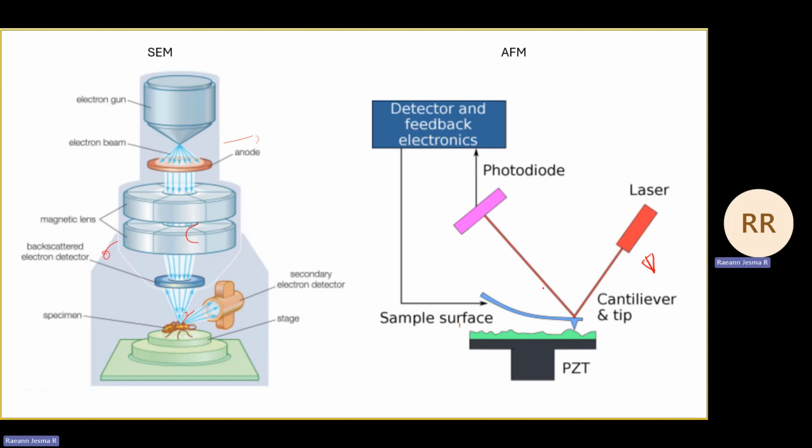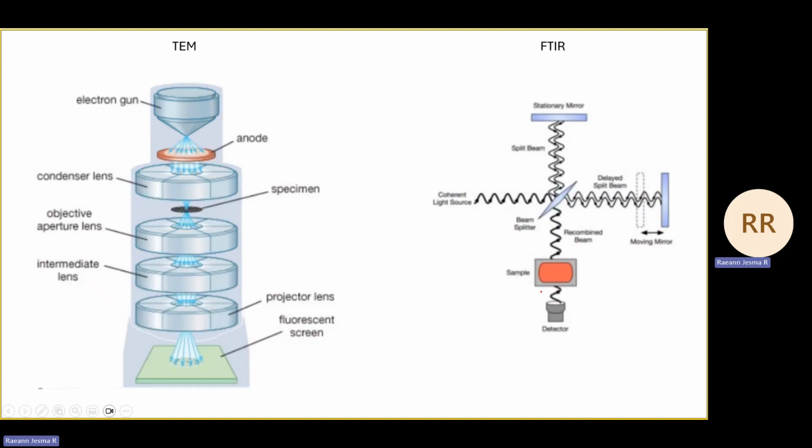Using either of the methods, we actuate the cantilever, and we move the cantilever along the surface of the sample in order to get the information about the topography of the sample. So this is AFM. Then next we have TEM.